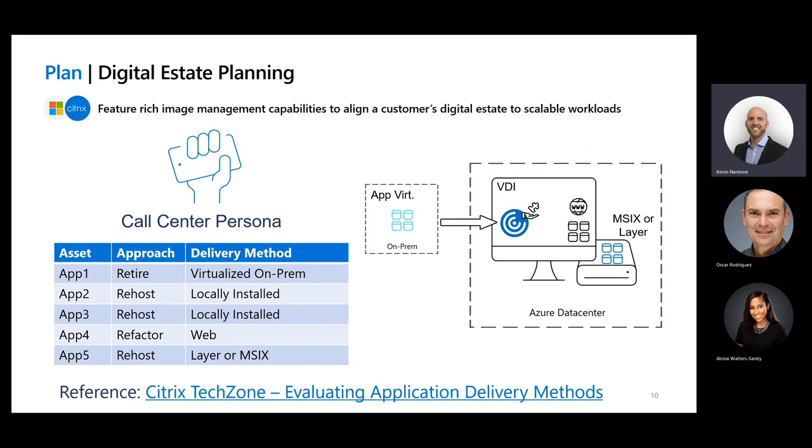So you have, for example, taking that retired app, virtualizing it into VDI, locally installing those apps that are being rehosted. Something that's getting refactored, let's access it securely from a web browser using Citrix Internet Access or Citrix Secure Private Access within the VDI. And then rehosting, maybe you don't want to have a silo. Let's potentially repackage that app as an MSIX or an application layer and elastically add it to the VDI at log on, reducing your image count. Maybe you've challenged some existing assumptions during the process.